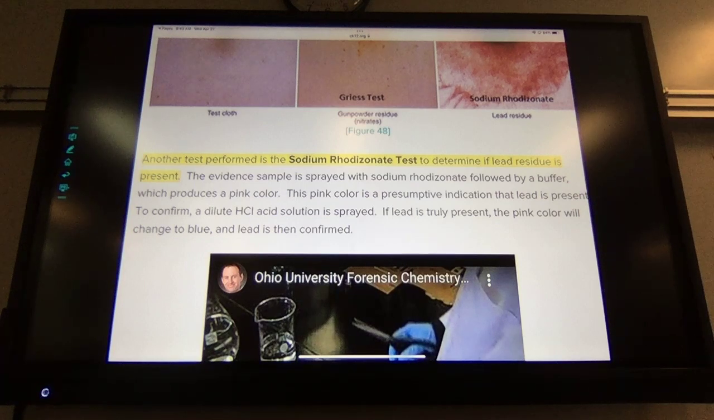So it's a presumptive test, and they'll follow it up with a confirmation test with hydrochloric acid. And it's interesting that the presumptive test is going to show a pink color with the chemical reaction. They follow up with hydrochloric acid, and the pink turns blue, and then lead is confirmed.